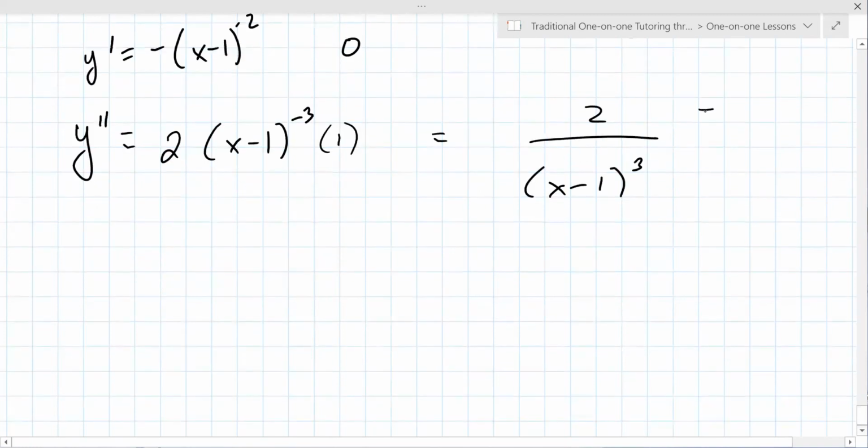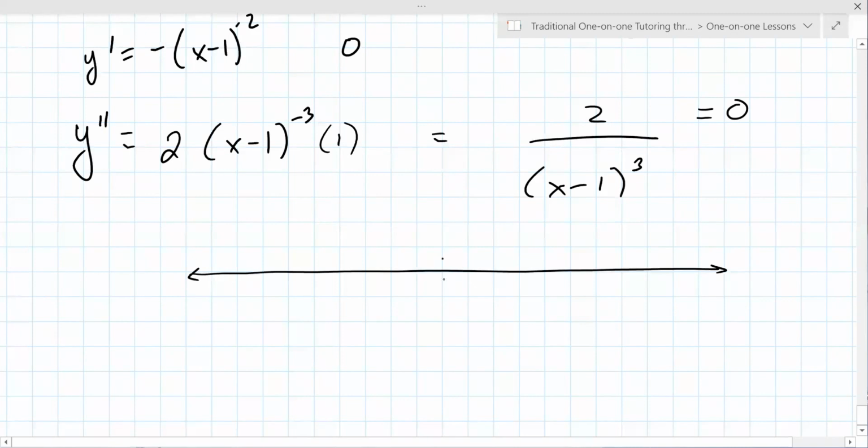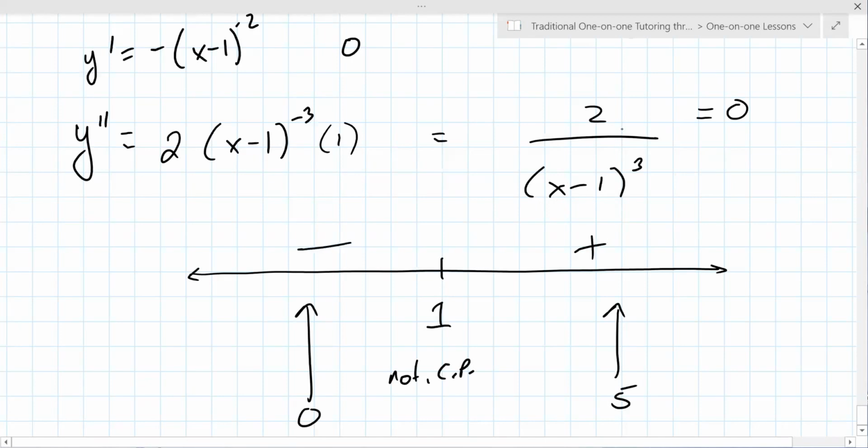And again, you would normally set this equal to 0. It's not equal to 0 anywhere, but at 1, it's not defined. So it's not a critical point, but it's a place in the domain that does not exist. So you have to consider that as well. So let's test 0 again and 5. What we find is at 0, it's a positive over a negative. And here it's a positive over positive. So this is concave up, this is concave down. And that's how you finish out the graph.